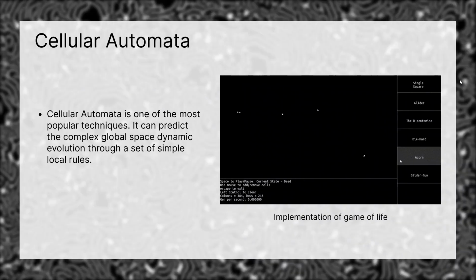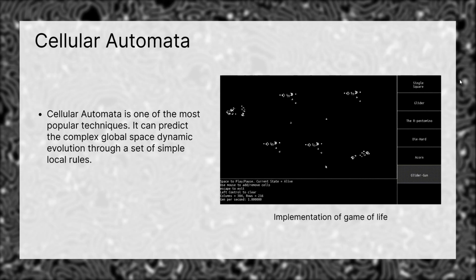For modeling this process, we have taken a few assumptions. So first of all, we have used one of the most popular techniques, that is cellular automata, to model this process, as it can predict the complex global space dynamic evolution through a set of simple local rules.